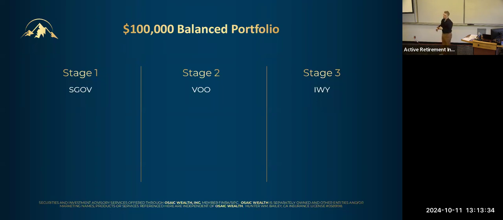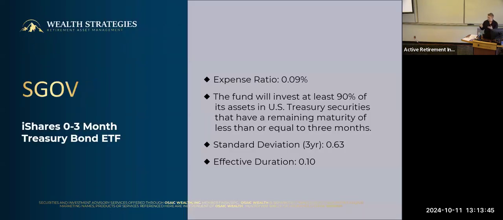And then we move to stage 3, where we're looking for much more volatile, bigger long-term prospects and everything like that. So let's get into what each of these components actually are now. The first one, SGOV, is a 0 to 3 month treasury bond ETF.